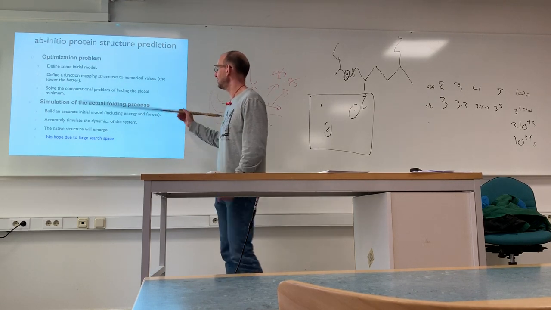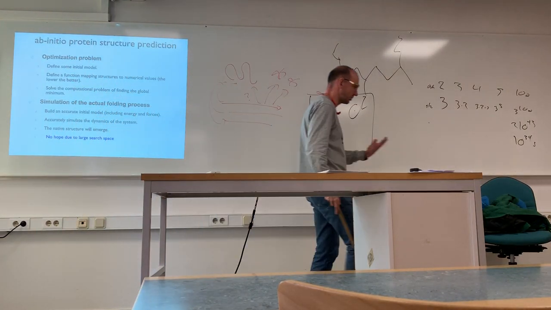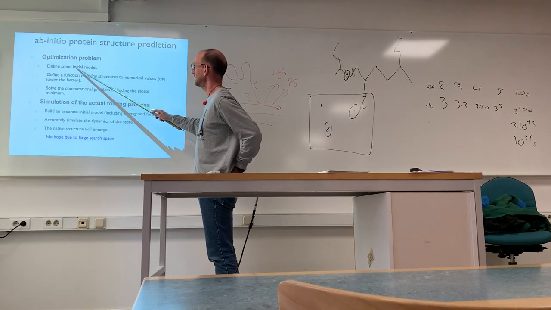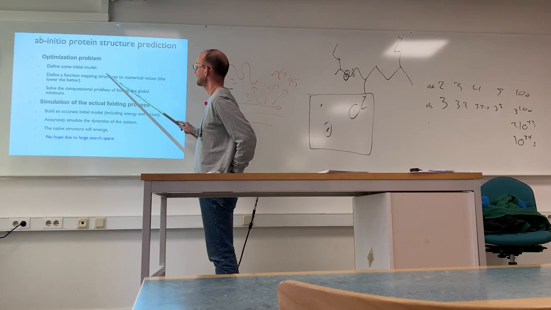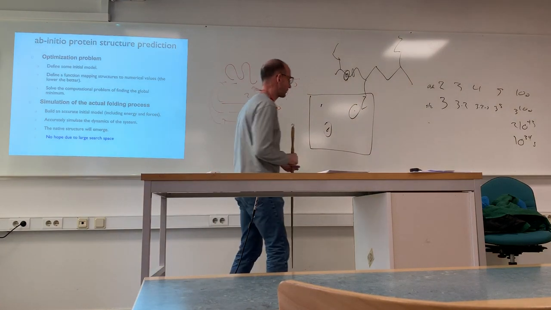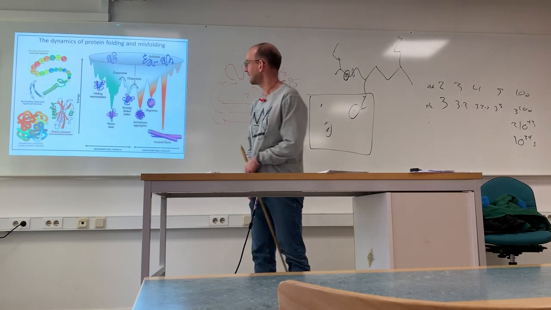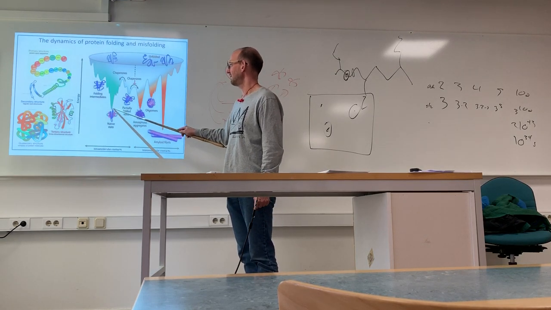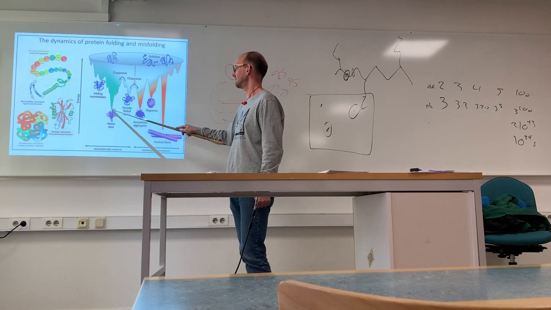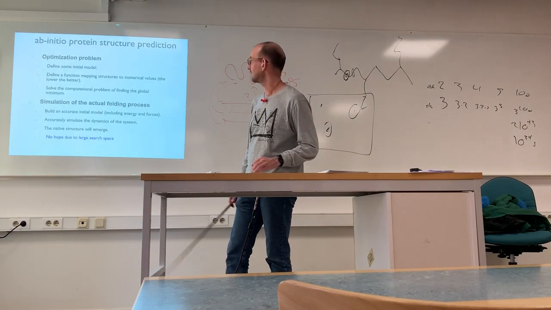So basically, if you look at the folding problem, you can think of it as two alternative problems. In one, you define some kind of initial model, and let's say we have an energy function that can describe this landscape as well as possible. So we know we are very good at describing the landscape, and then I hope to be able to find this one here by optimizing, using any trick you can think of for searching it.